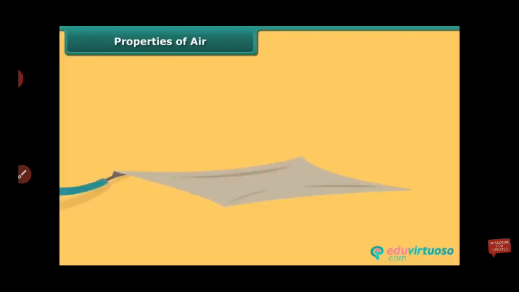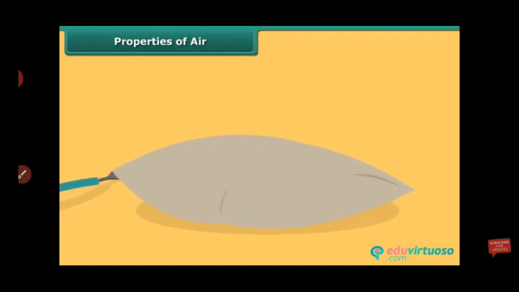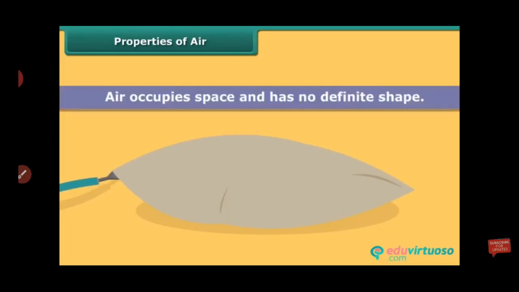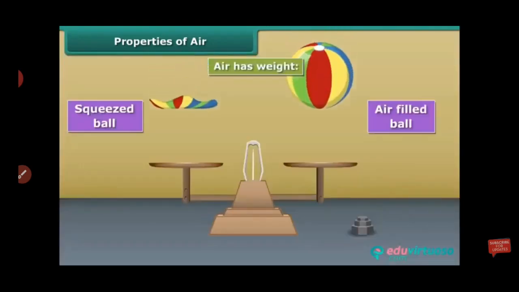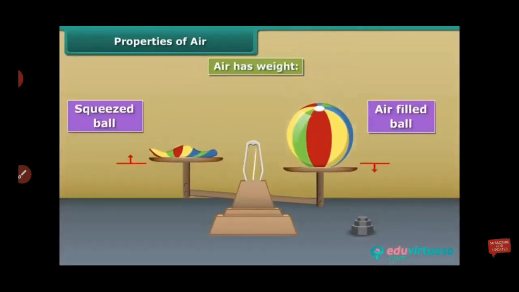Another activity. A flattened pillow rises because air gets inside. Air occupies space and it does not have any definite shape. Air has weight.